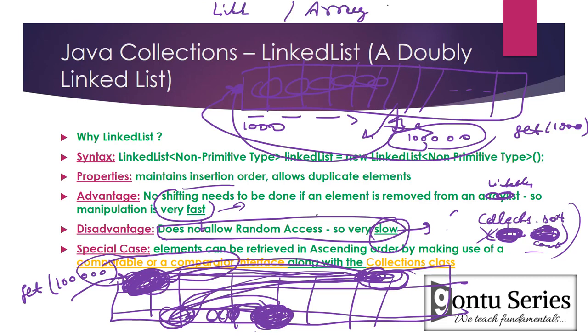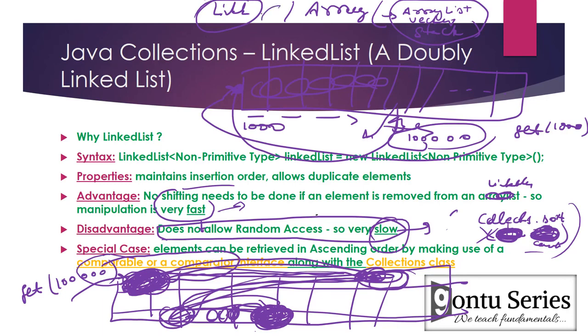Now an array is used by all the Java collections we learned so far: ArrayList internally uses an array, Vector uses an array internally, Stack uses an array internally, right? So whenever we say array, it means all of these Java collections, ArrayList, Vector and Stack. And linked list is a different Java collection. And how is it different from these?